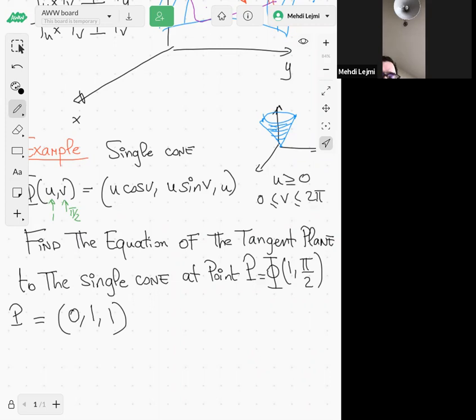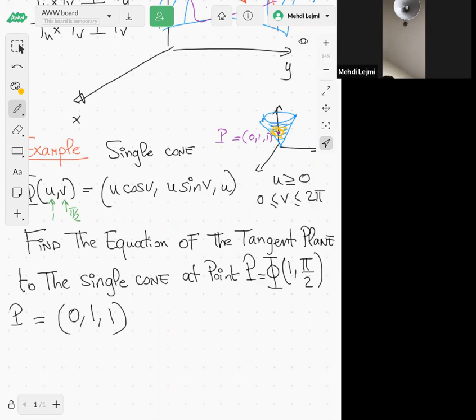So it's somewhere, let's say, here. It's 0, 1, 1. That's my point. And the question is, I need to find the tangent plane to the single cone at the point P. Again, here you can imagine you have your tangent plane to the single cone at the point P. So we have to find the equation of the tangent plane.